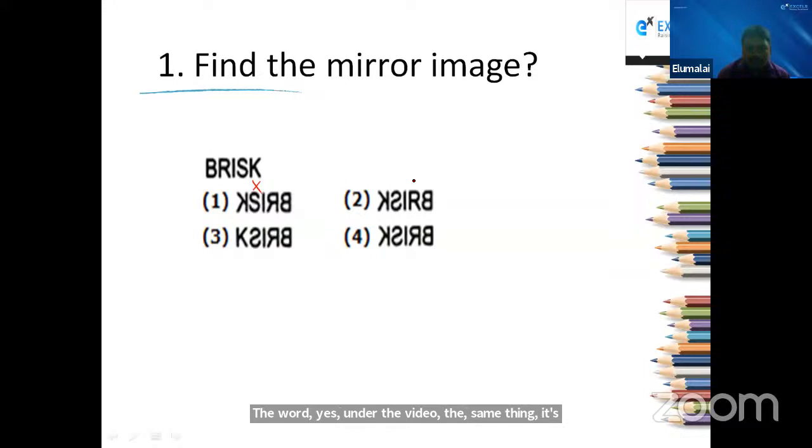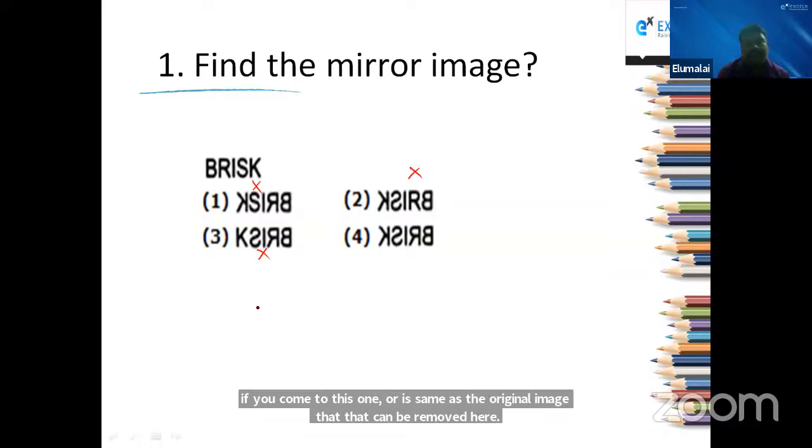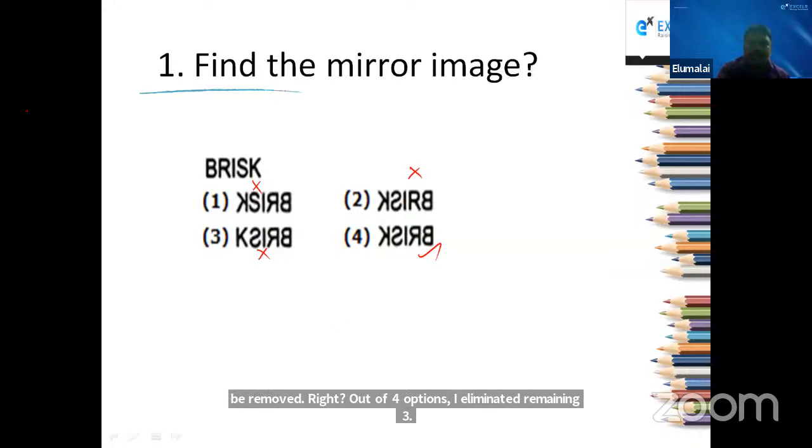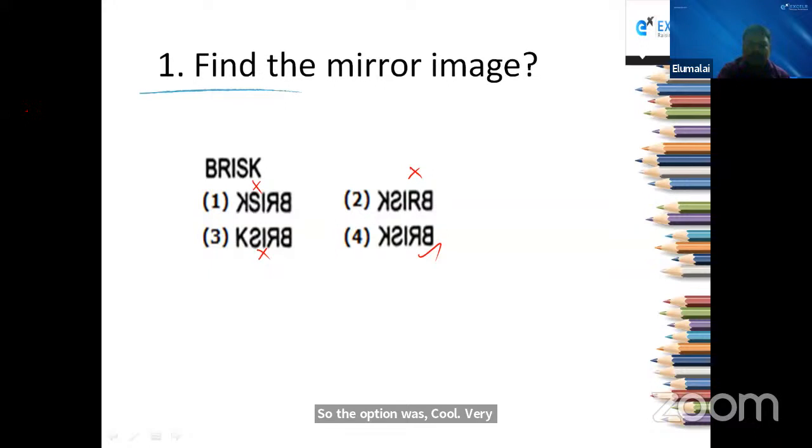Now if you come to this one, R is the same as the original image, that can be removed here. Here K is the same as the original image, so this option can be removed. Right. Out of 4 options, I eliminated the remaining 3. So the answer must be 4. Very good. Maximum of you have answered correctly. Great.